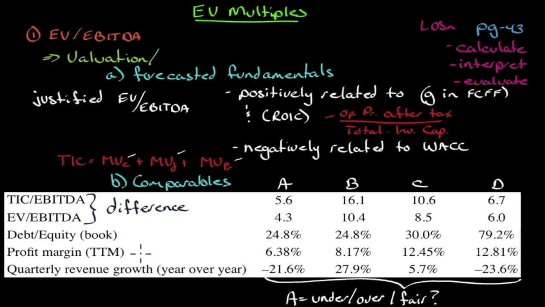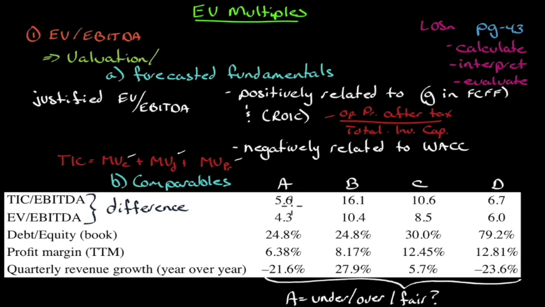So let's have a look at each of these and determine if we can say something about A. Our big question here, A. Look at A. It's got the lowest of all. The TIC to EBITDA and the EV to EBITDA has got the lowest of all. Is it undervalued? Well, let's see if we can figure this out. First of all, let's look at TIC to EBITDA and enterprise value to EBITDA, and you can see the difference between them: 5.6, 4.3, 16.1, 10.4.